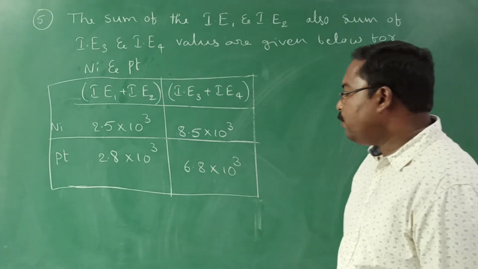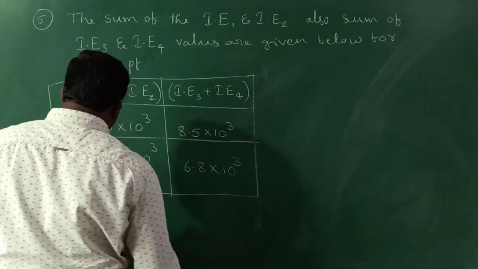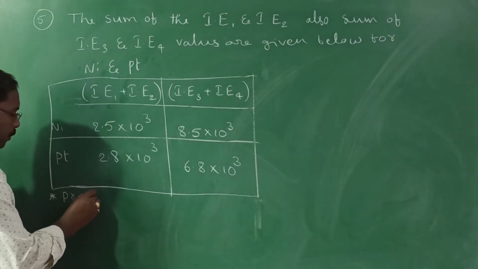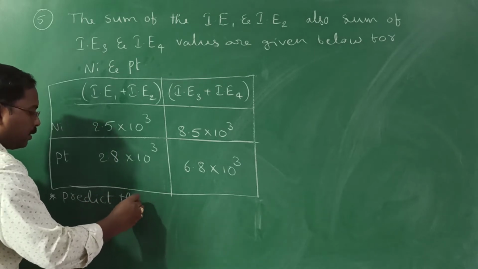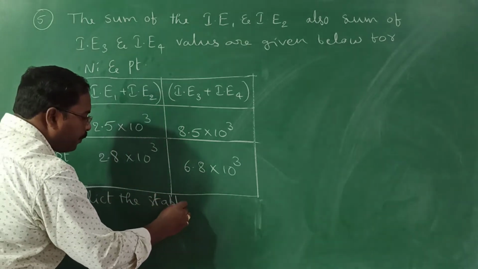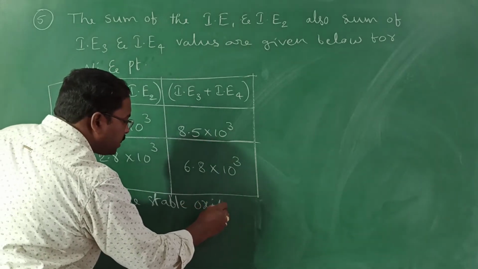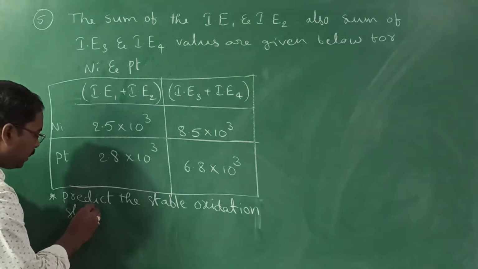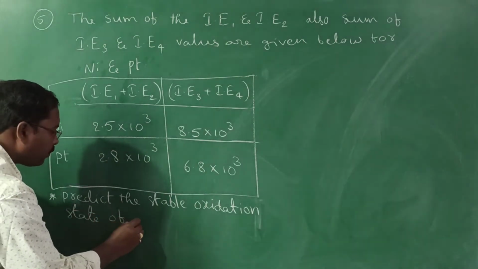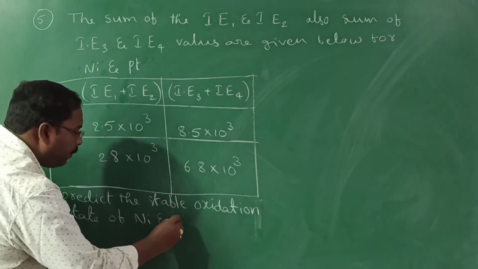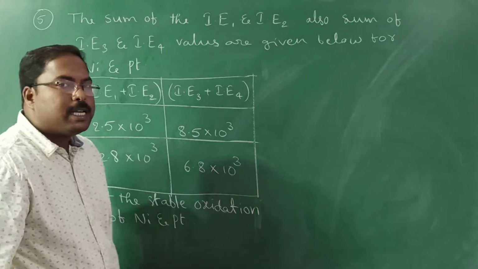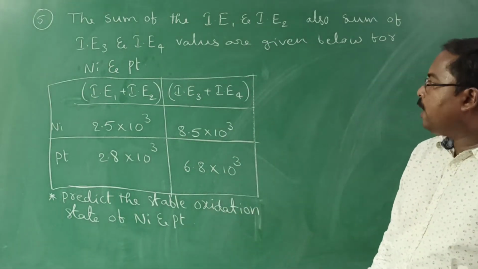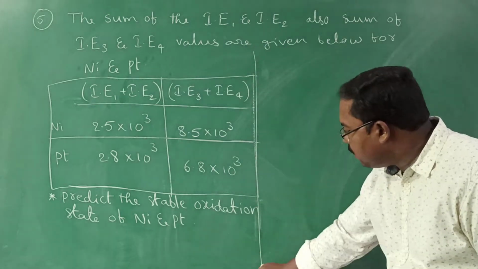Now coming to the question, what they asked is: predict the stable oxidation state of nickel and platinum. Because both nickel and platinum belong to the same group, they are d block elements, as we know.